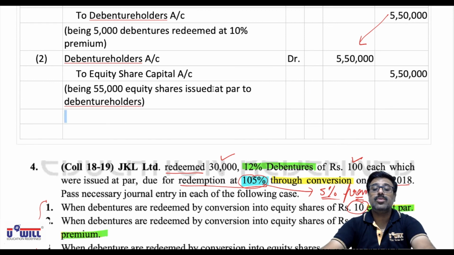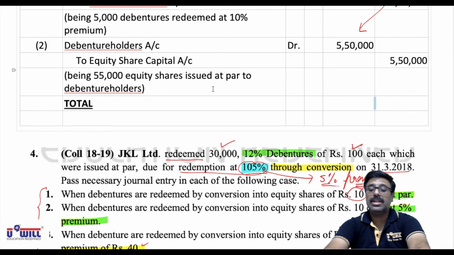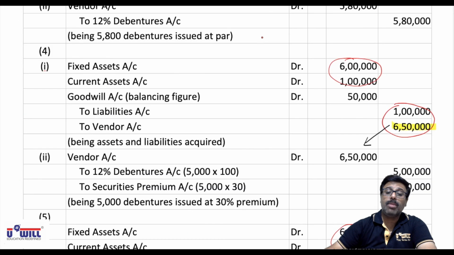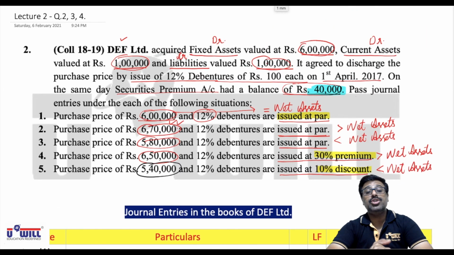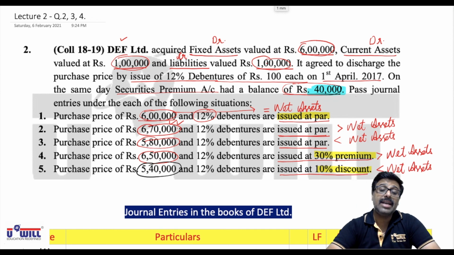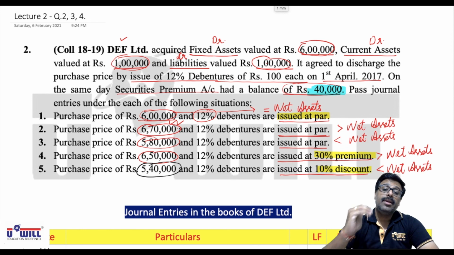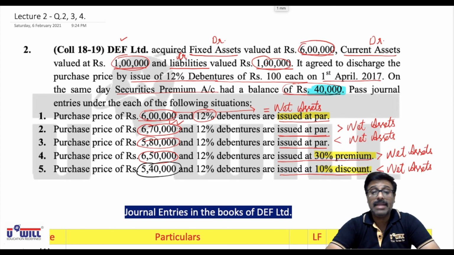Now there is only one situation, so here you can do the totals also. 5,50,000 plus 5,50,000 would be 11 lakhs. Okay. So today we covered two topics in our lecture. One was issue of debentures for consideration other than cash, and second was redemption of debentures by conversion. In the next lecture, we'll take up redemption of debentures by various options.